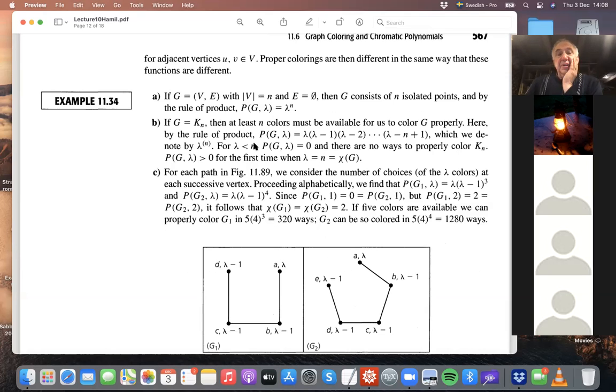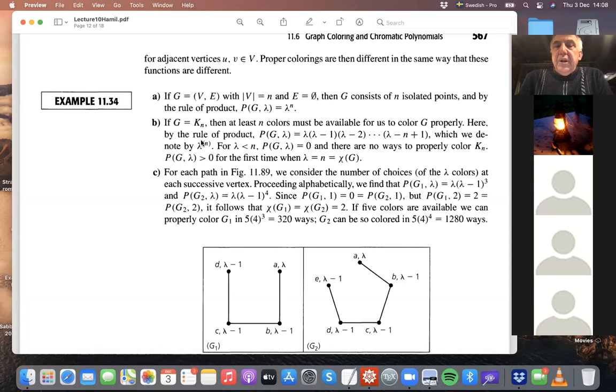Another example is a complete graph with n vertices. Its chromatic polynomial should be the product lambda, lambda minus 1, lambda minus 2, and so on, down to lambda minus n plus 1. This number is denoted by lambda with square brackets around n. This is called the Pochhammer symbol, by the way. And why is this true?